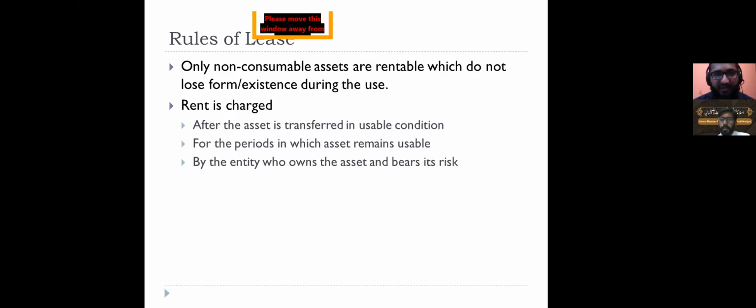And for the periods in which the asset remains unusable, rent cannot be charged. Rent can only be charged for the periods in which the asset remains usable. And the entity charging the rent has to have ownership of the asset and bear the risk of that asset. If the owner is a different person, if the risk is not with the person who is charging the rent, then this is not allowed. Now, these are the Islamic rules of lease, which make Islamic lease or ijara different from a conventional finance lease.